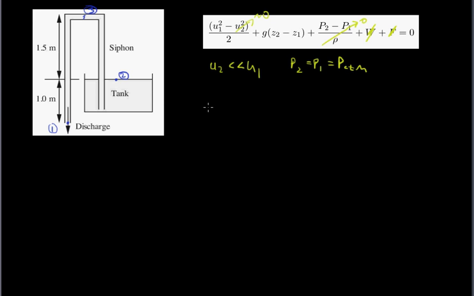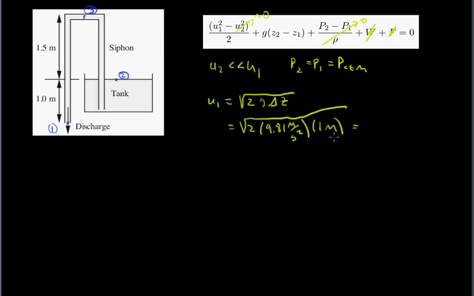And then we're interested in just what U1 is. So we just need to do a little bit of algebra. I'm just going to do it in my head. So we have U1 is equal to the square root of 2 g times the height difference, so we're going to get this relationship. If we plug in the numbers, we have 2 times 9.81 meters per second squared, multiplied by 1 meter, and take the square root.